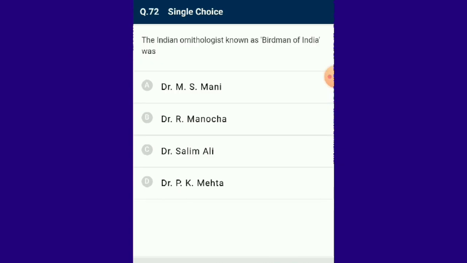Question number 72. The Indian ornithologist known as Birdman of India was. Some of the general characteristics of class Aves: they are genuinely flying vertebrates, feathered bipeds. See here, some of the scientist names are given. Dr. Salim Moizuddin Abdul Ali was an Indian ornithologist and naturalist who worked for the conservation of endangered birds like the great Indian bustard by using his influence to gather the support of government for the organization, and created the Bharatpur Bird Sanctuary, also called Keoladeo National Park. So the answer is option C, Dr. Salim Ali.